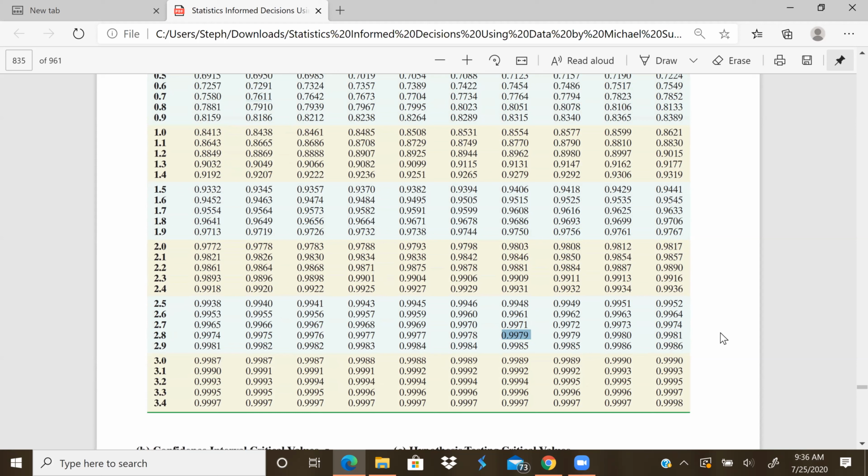Okay. And then you're going to subtract those. So you take 0.9979 minus 0.7611, and then your answer is going to be 0.2368.